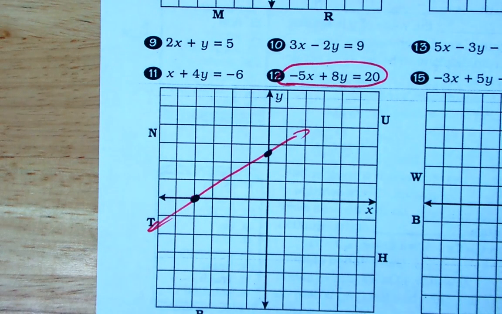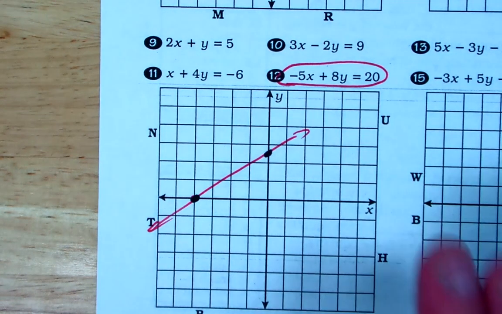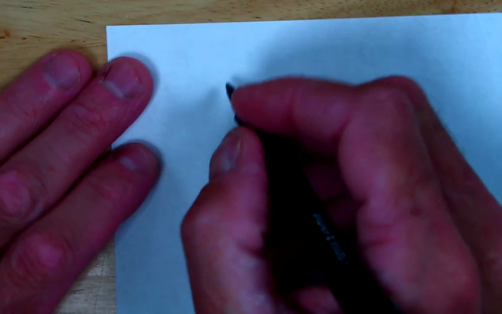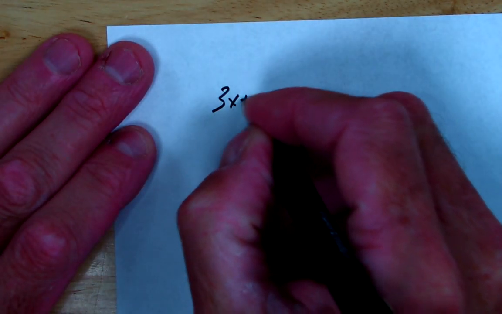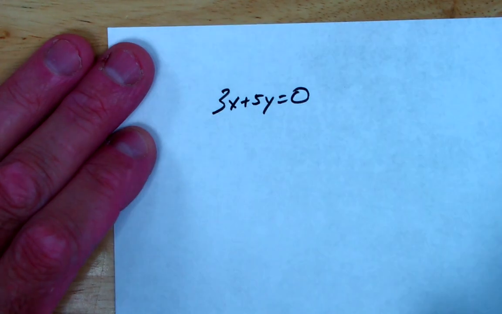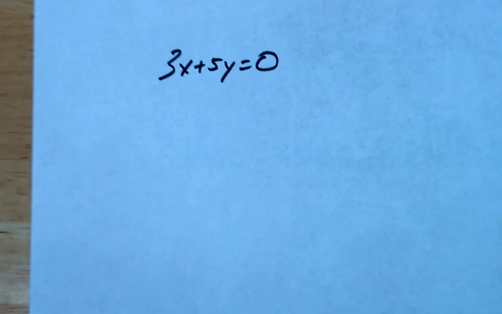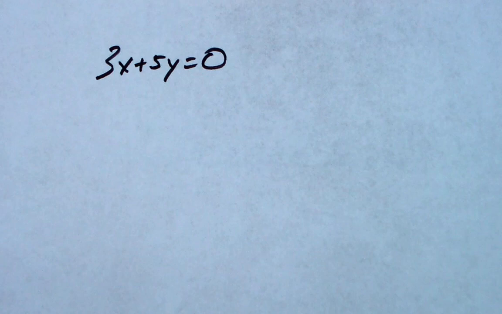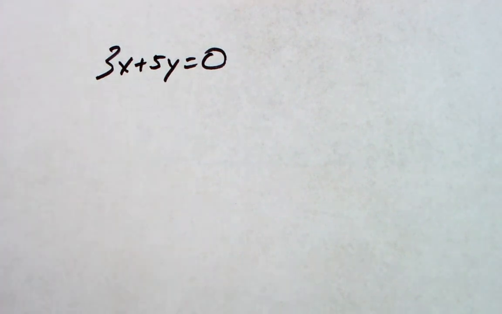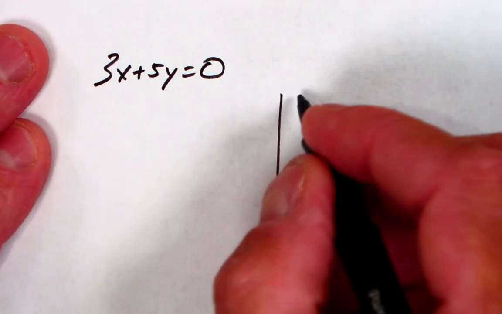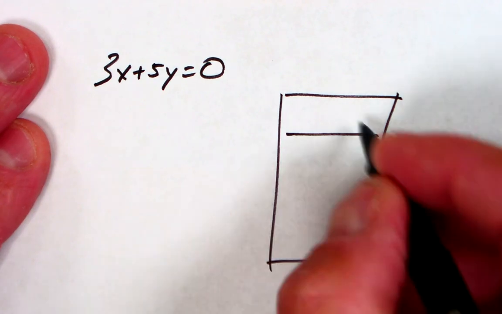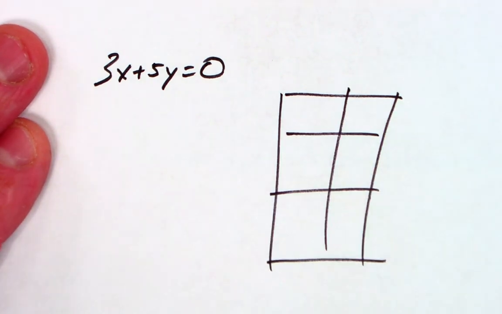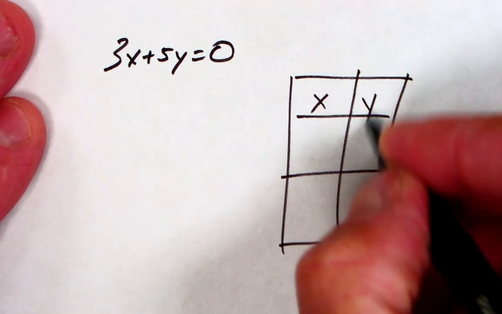But there's one situation where your x and y intercepts won't be enough. Let me show you that, just in case you ever run up against this. Let's say I have 3x plus 5y equals 0. If I'm trying to graph this using my x and y intercepts, I encourage you to use this little table if you need to. Boy, I drew that big.